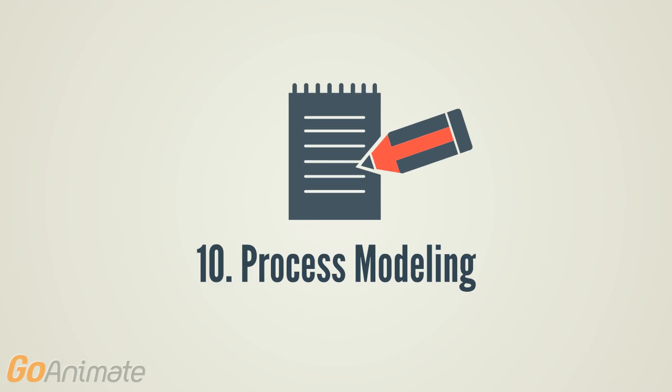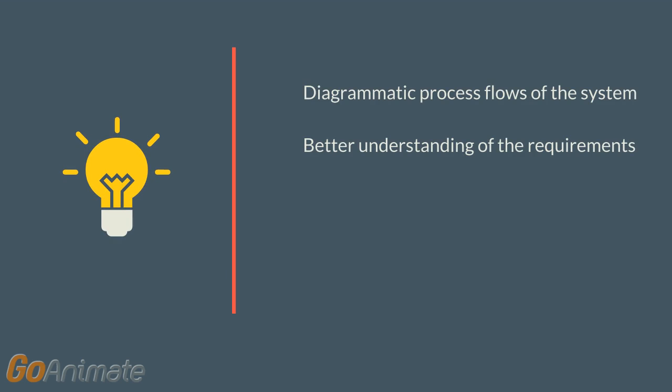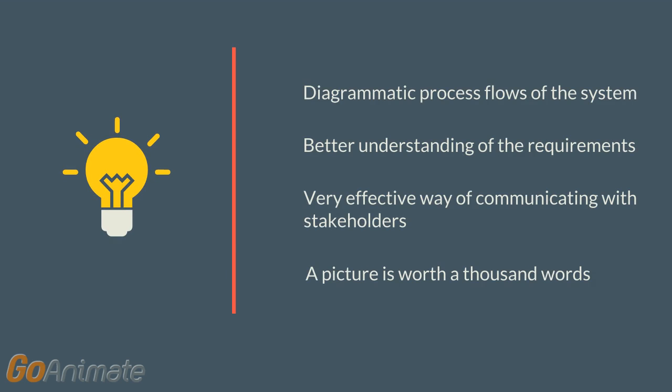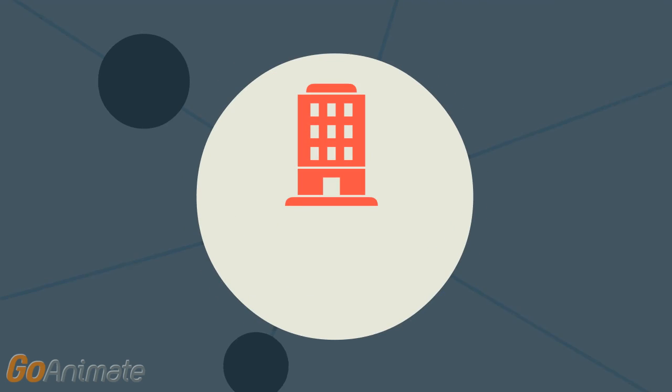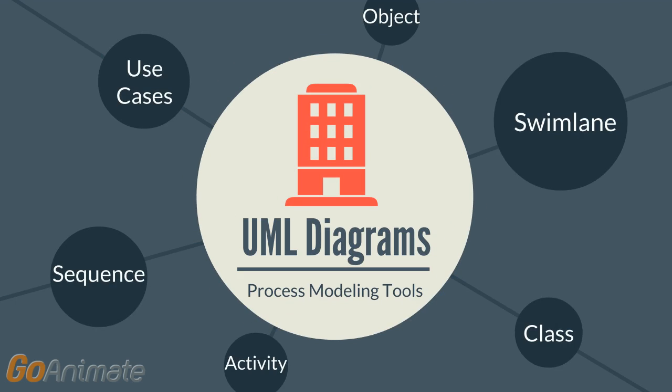Next, process modeling. It is creating diagrammatic process flows of the system in both the current and the future states that can be used at any stage of your project to visualize and document the system artifacts. Process modeling promotes better understanding of the requirements, and it is a very effective way of communicating with stakeholders. Now it's time to introduce this topic, UML diagrams. I'll be discussing the 9 types of UML diagrams in great detail in the next section.